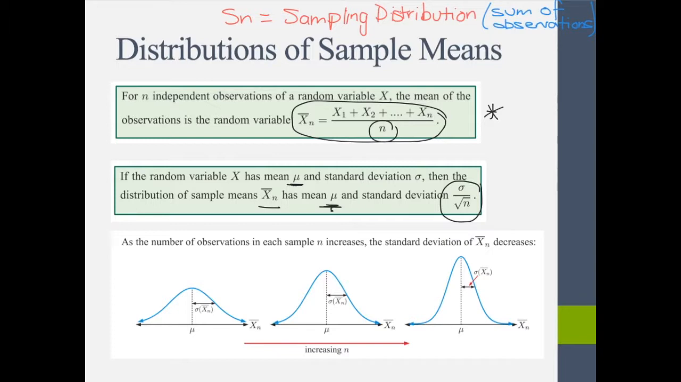The last thing I want to talk about on this slide is that as the number of observations in each sample n increases, the standard deviation of X bar n decreases. Hence, you've got the sigma over square root n. If you can imagine you were looking at two Coke cans, you might have a distribution like this, but if you were sampling 50 Coke cans, it's obviously going to get narrower. And again, if you want that other video to look at that a little bit more, you can.